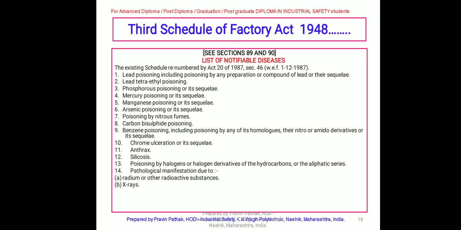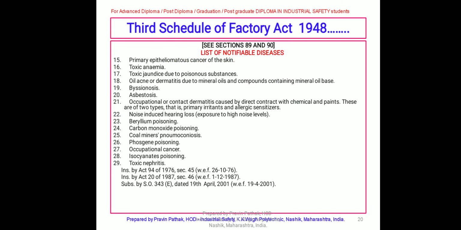malfunction due to radium or X-rays, then primary epitheliomatous cancer of the skin, toxic anemia, toxic jaundice, oil acne, byssinosis, asbestosis, occupational or contact dermatitis, then noise induced hearing loss, then beryllium poisoning, carbon monoxide poisoning, coal miners pneumoconiosis, phosgene poisoning, occupational cancer, isocyanate poisoning, toxic nephritis. These are the 29 notifiable diseases listed in the third schedule.